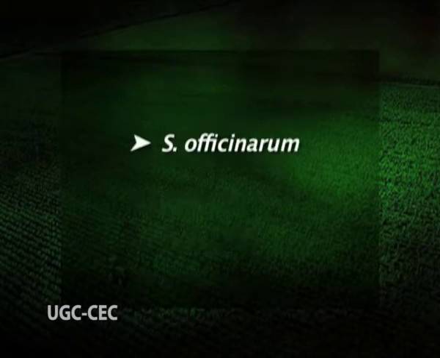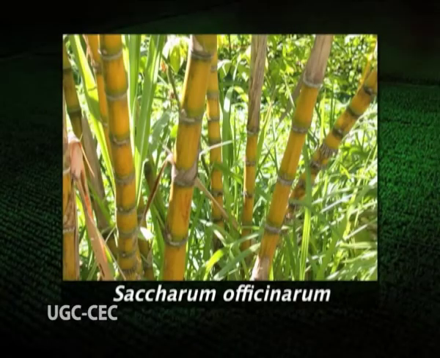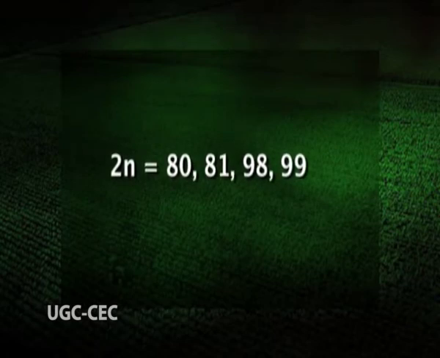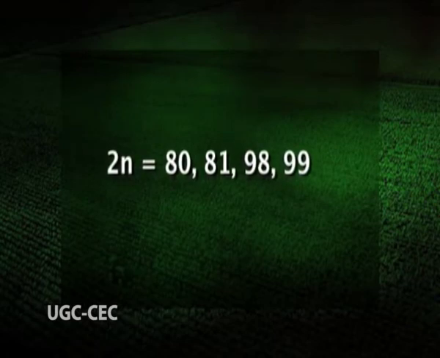Saccharum officinarum, also called noble cane. This species is derived from Saccharum robustum. It is a soft, thick-stemmed, large-barreled cane with low fiber and high sucrose content. Diploid chromosome number 2n equal 80, but in some varieties it is 81, 98 or 99.